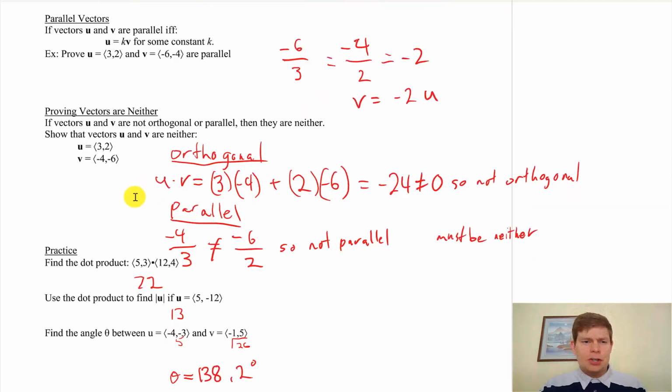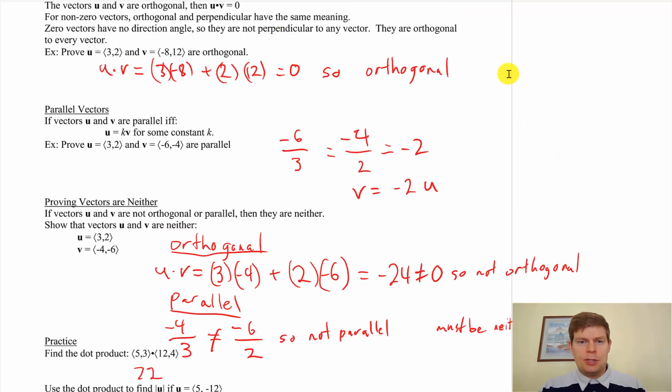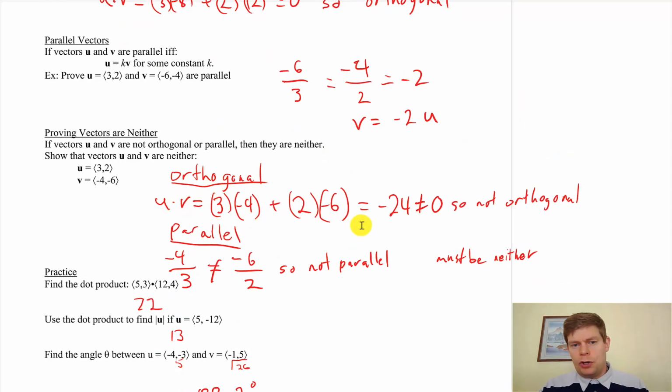If you want to prove things are neither, you basically just got to combine these two things. So orthogonal is not terrible. We just dot product it. When we dot product (3, 2) and (-4, -6), we get -24, which is totally not 0. So these two vectors aren't orthogonal. They're not perpendicular in space. And then we can do the parallel thing. I just basically took this guy, divided it by that, and this guy divided by that. They are totally not equal, so there's no way they're parallel. If it's not orthogonal, not parallel, it must be neither.